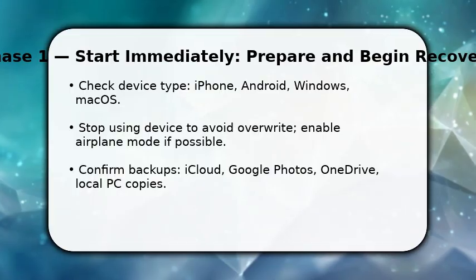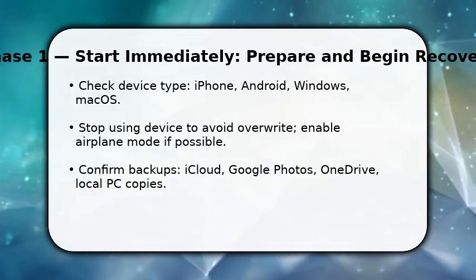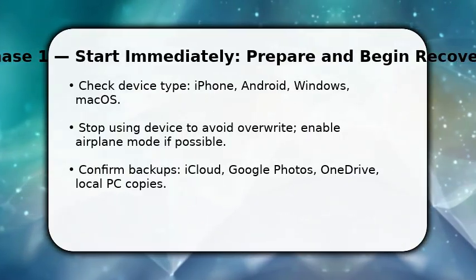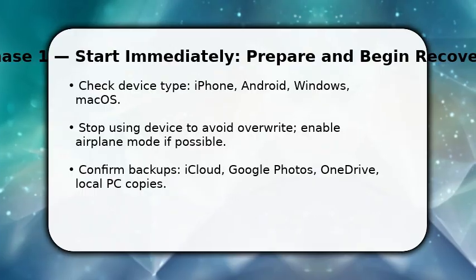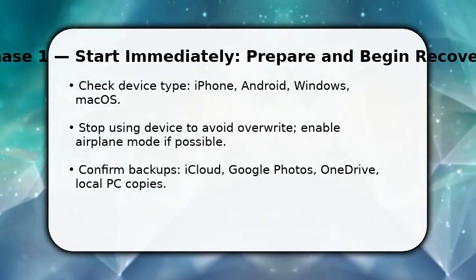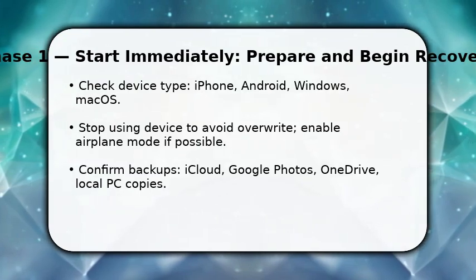Next, identify backup sources: iCloud, Google Photos, OneDrive, or a local computer backup. If a backup exists, you'll restore directly. If not, prepare for file recovery by installing a reputable recovery app on a separate computer, or using an on-device recovery tool that supports your file system.